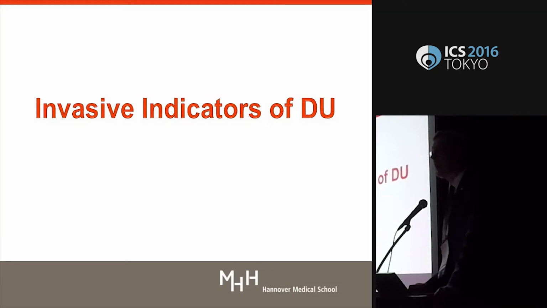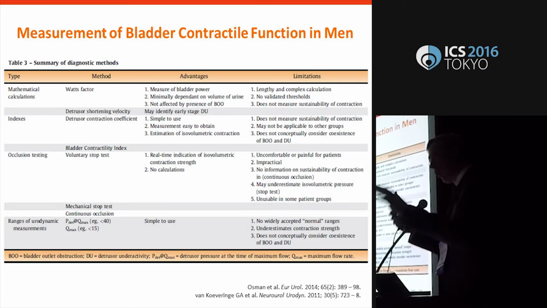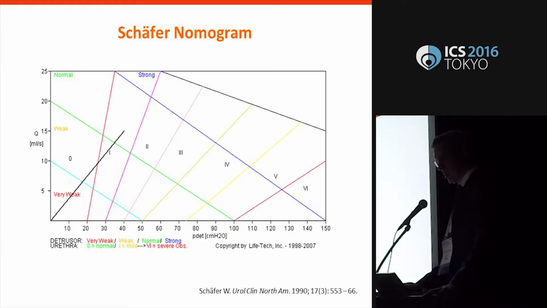So what are the invasive indicators of detrusor underactivity? This is exactly the same image. It comes from an overview article by Dr. Osman, and Chris Chappell was the co-author, or I think the last author, of this article. This is a review article, and you have all these parameters that Chris already explained to you here. I will point out some of those parameters which we certainly use in clinical practice on a daily basis.